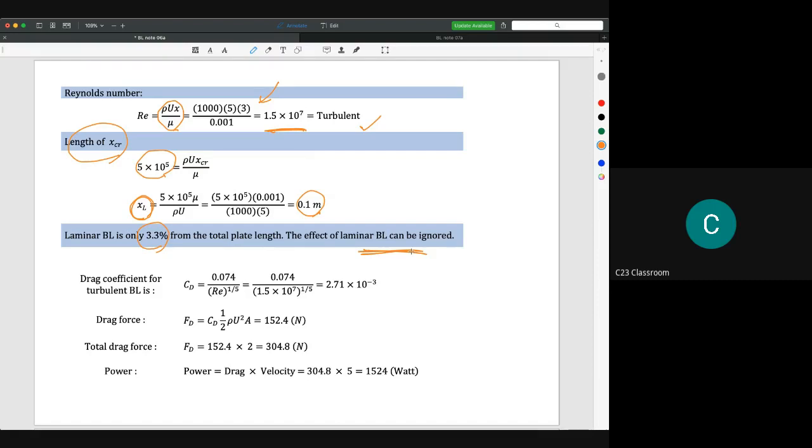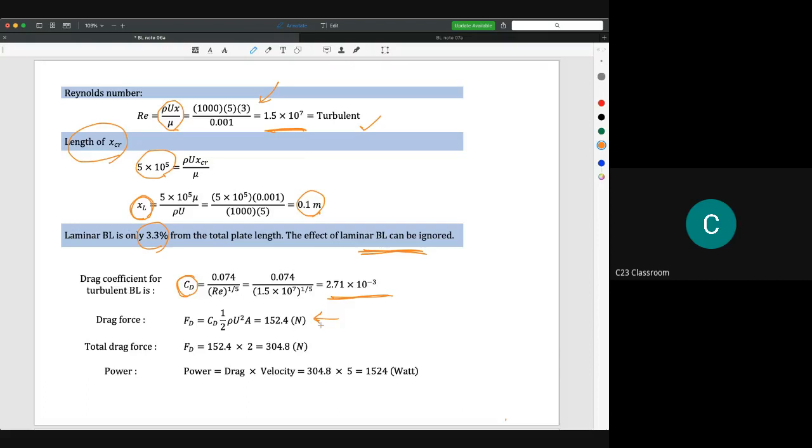So because we assume it is fully turbulent, we could take the CD here based on the 1/7 power law. So it is 0.074 over Reynolds number to the power of 1/5. So we get the value of CD here as 2.71 times 10 to the power of -3. So we substitute into this equation, and we get about 152.4 newtons.